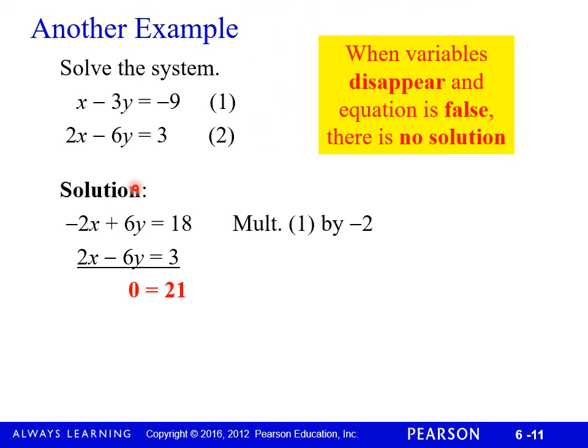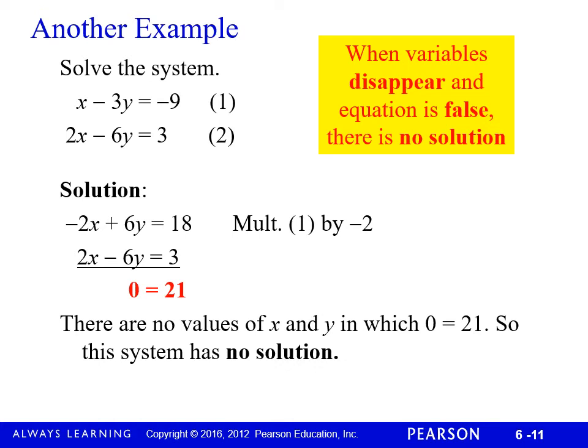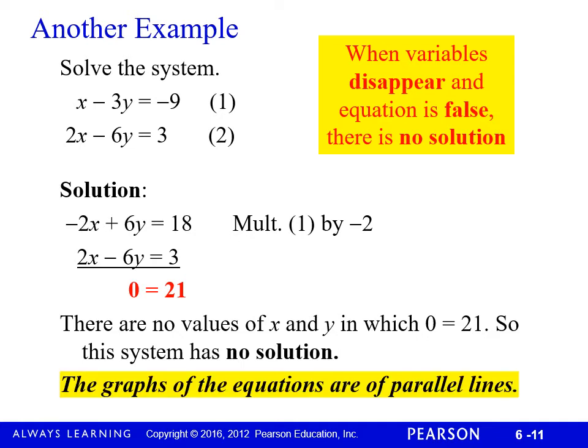When the variables disappear and what is left is false, as you can see here, 0 equals 21, that's not a true equation or statement, equality. When the variables disappear and the equation is false, then we know that we have no solution. There are no values of x and y in which 0 equals 21, so this system has no solution. Well, what do we know? If there are two lines and they have no solutions, solutions are where they intersect, so they don't intersect, so these two lines actually have to be parallel.